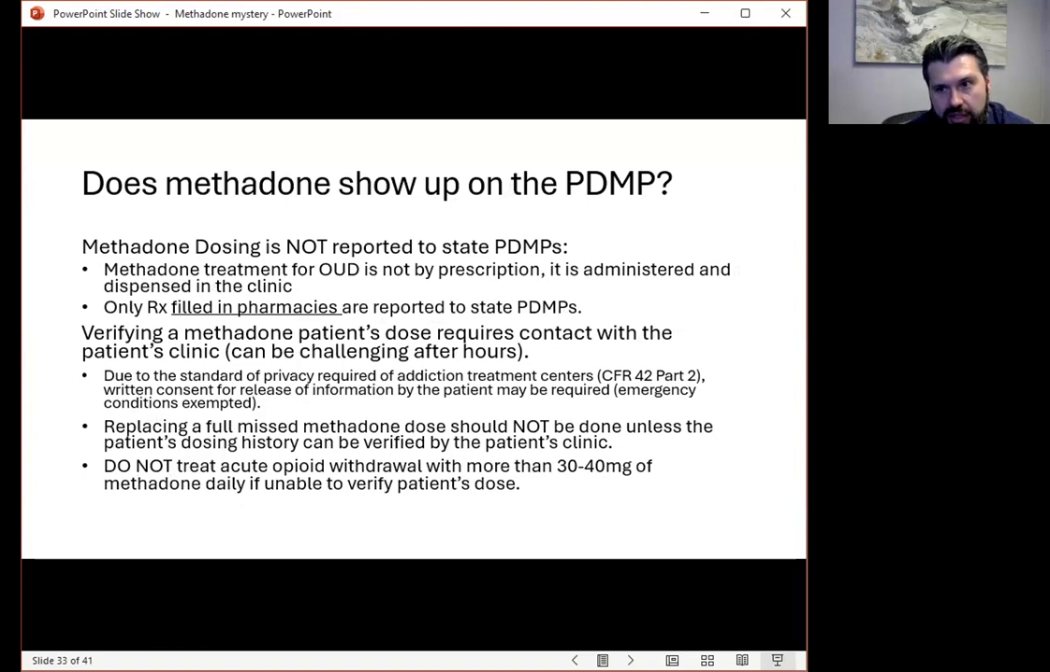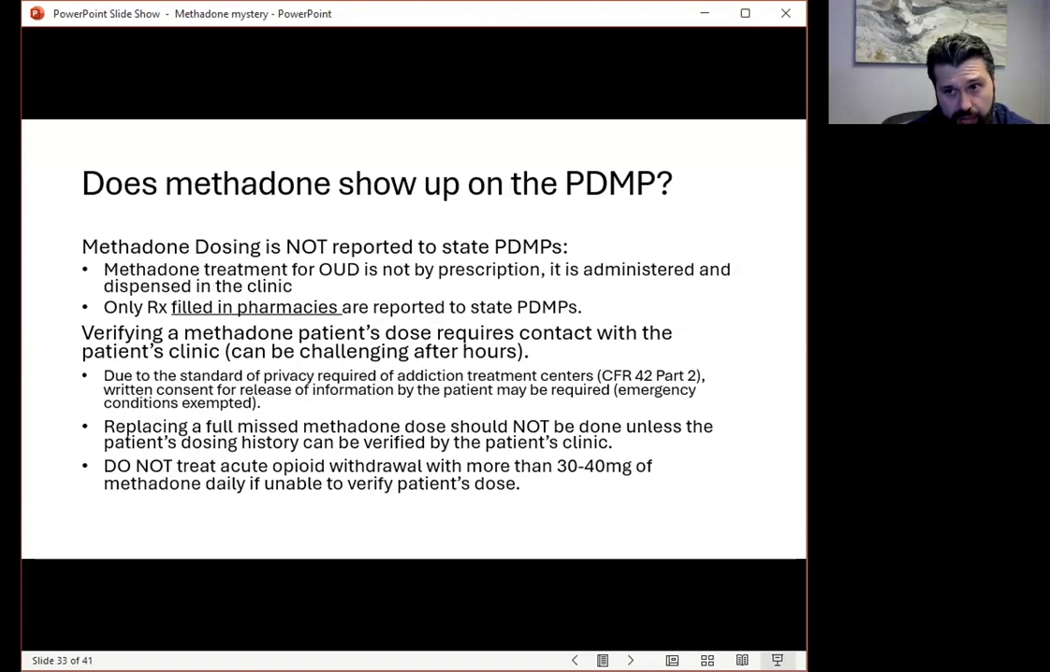So how does somebody actually figure out what their dose is and how that works? Well, you have to get permission from the patient in order to do this. But in emergency situations, you can contact the clinic directly, if you know where the patient is going, and ask them to verify their dose.